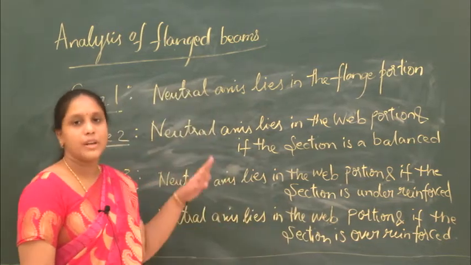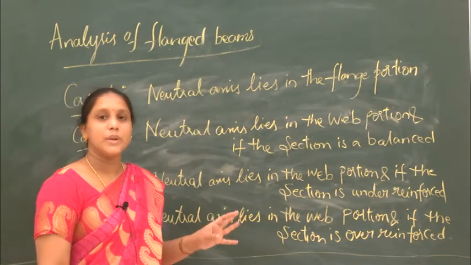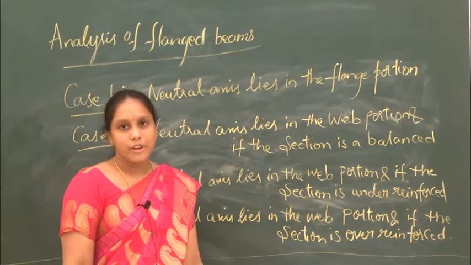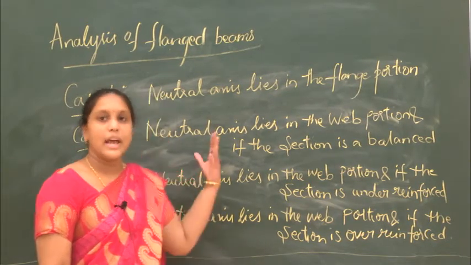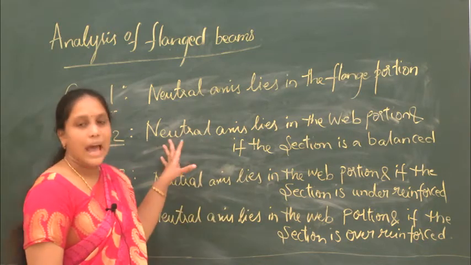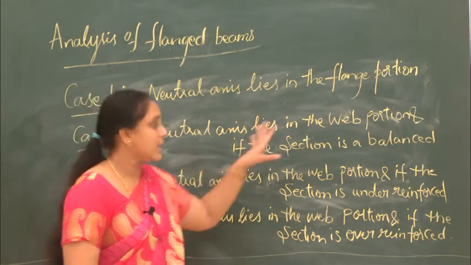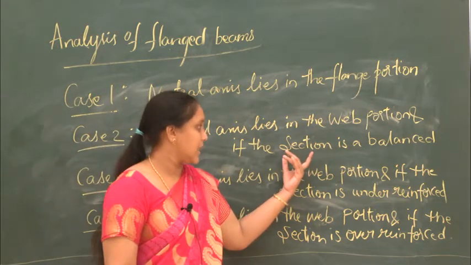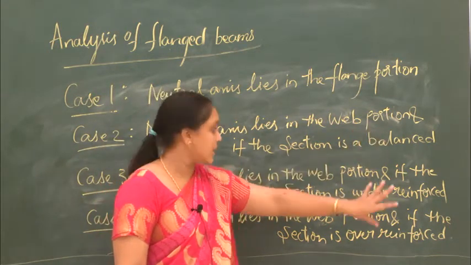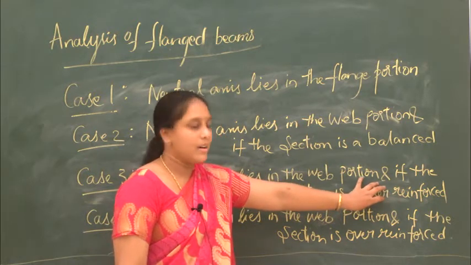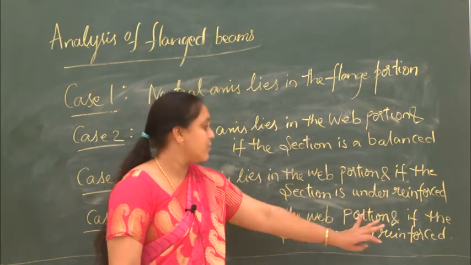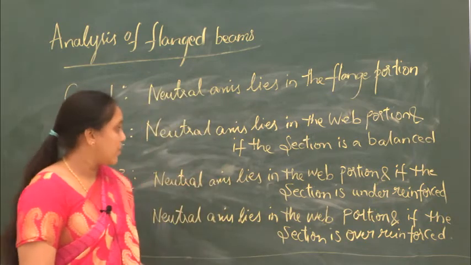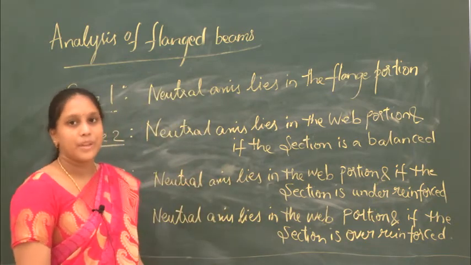So how many cases do we have here? The first case is when the neutral axis lies in the flange portion. So that is one case. And in the remaining three cases, the neutral axis will be lying in the web portion, but for three types of beam sections, that is the balanced section, an analysis for under reinforced section and an analysis for over reinforced section will be done in the remaining three cases.